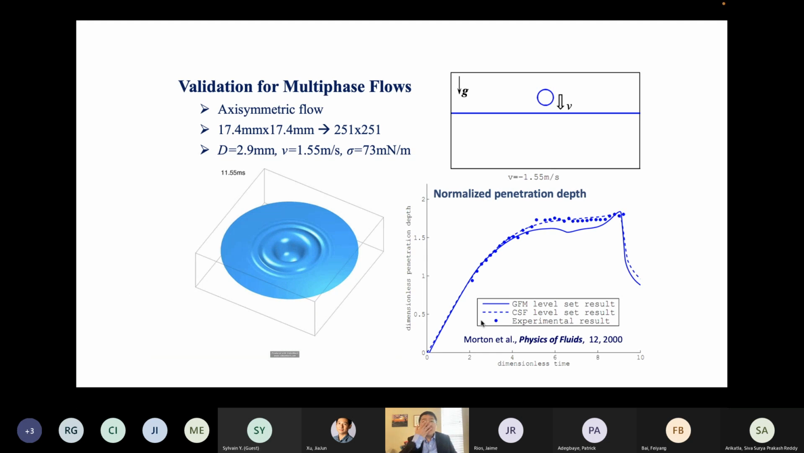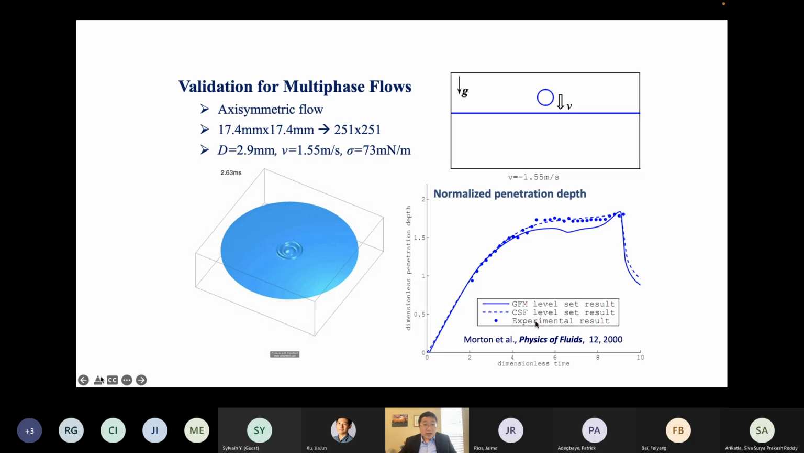My first validation is for pure multi-phase flow. As you see, it has two components, multi-phase and fluid structure. So we can use literature data to verify. What I did before was an axisymmetric flow for this droplet impact. These are my simulation results. As you see here, we have a droplet impacting the pool, with a velocity, and we have gravity. The velocity is 1.55 meters per second based on literature data, so I followed the literature data.